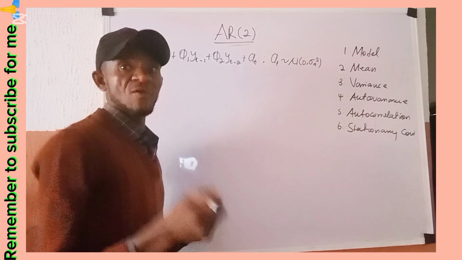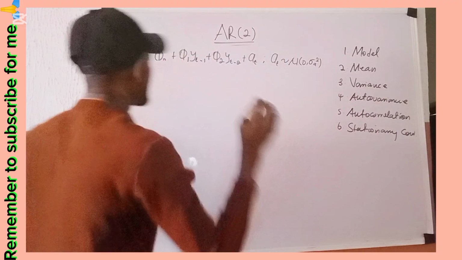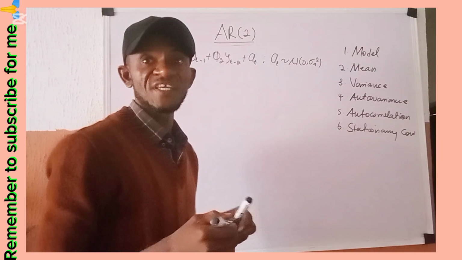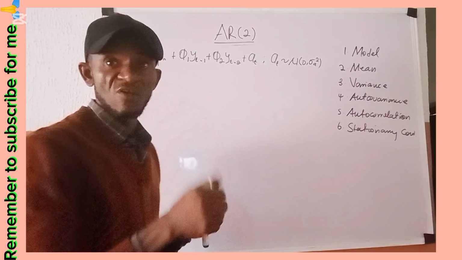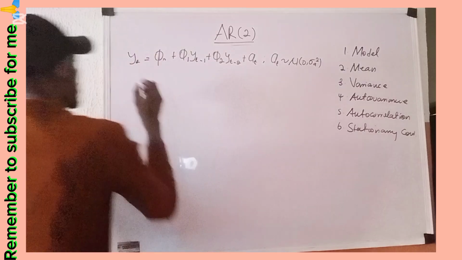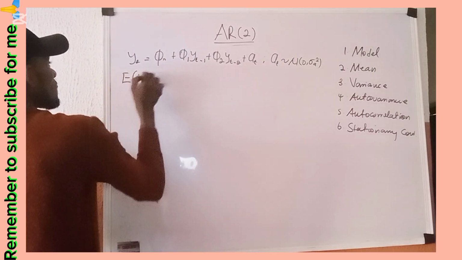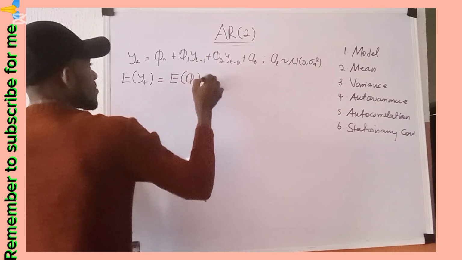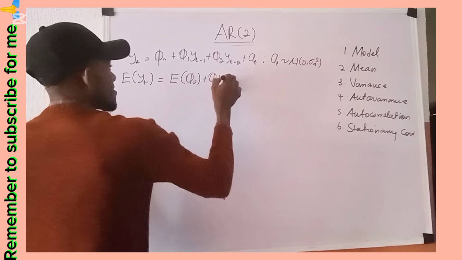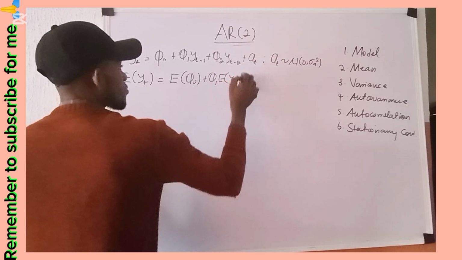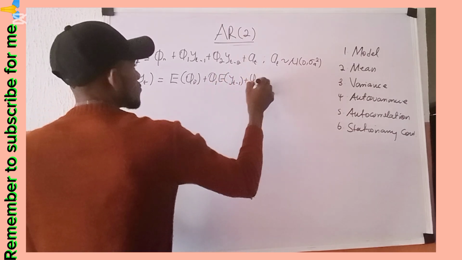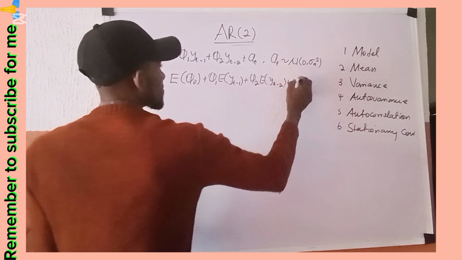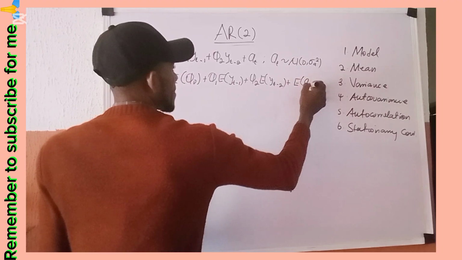If you want to look at the mean of AR of order 2 model, of course, we are going to take the expectation of both sides of the equation, which of course is going to be E of y of t is given as E of phi naught plus phi 1 E of y of t minus 1 plus phi 2 E of y of t minus 2 plus E of a of t.